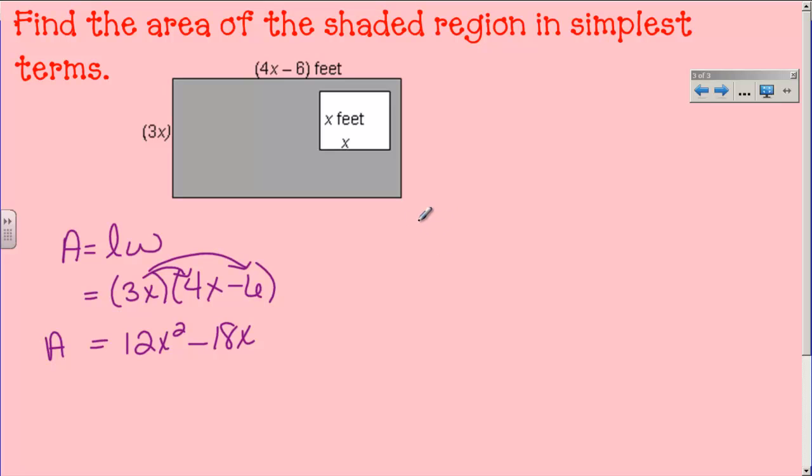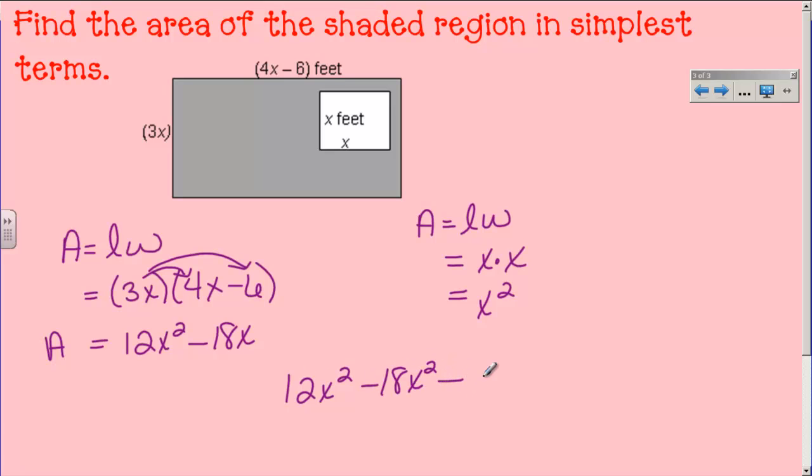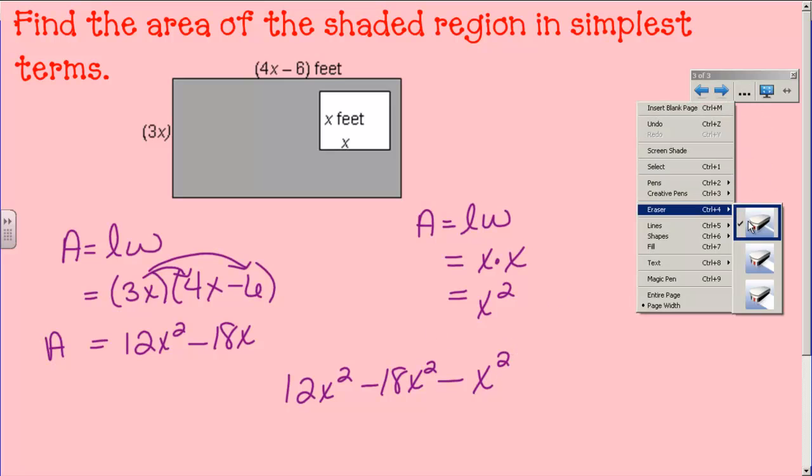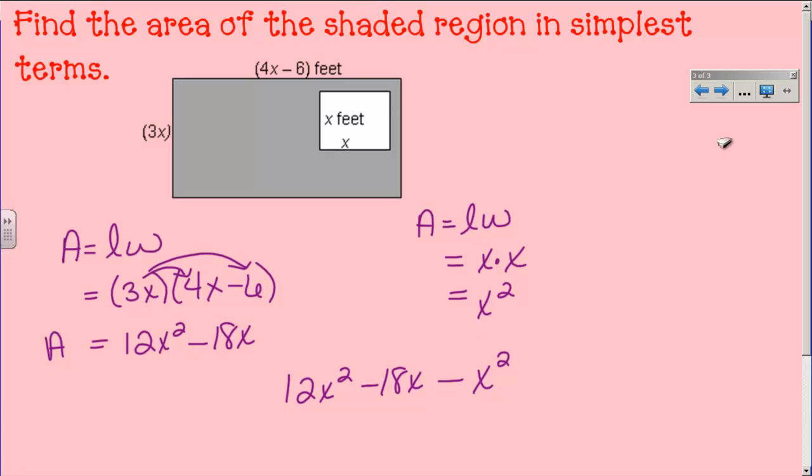Then I have to do the square. Area of a square you can also do as length times width. So I have to do x times x. And y'all should recognize that that is x squared. So here's the whole thing. Here is the square. I'm going to have to subtract them in order to get the shaded region. So I have 12x squared minus 18x minus x squared. This should not be an x squared. This should just be an x. There you go.